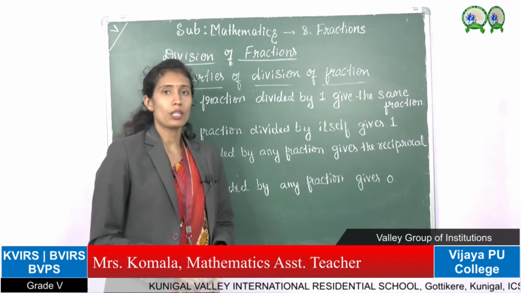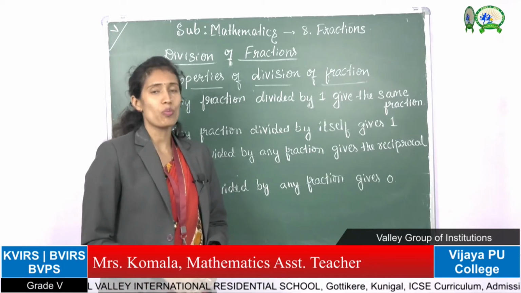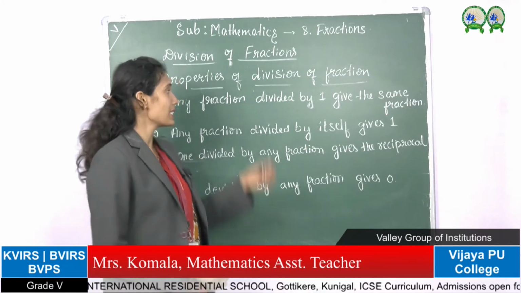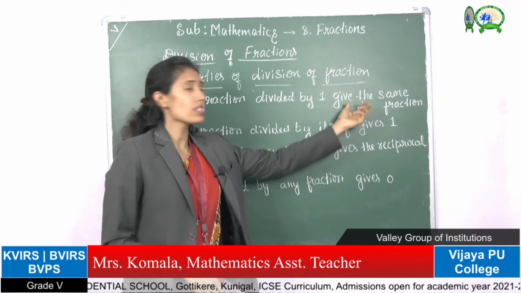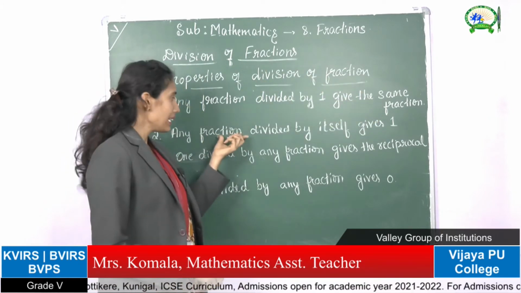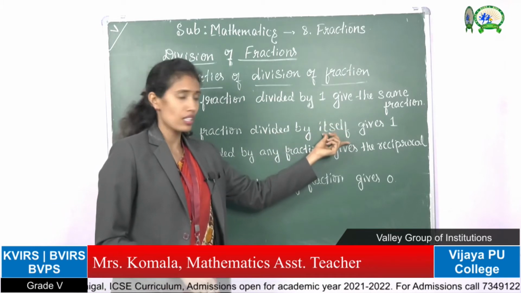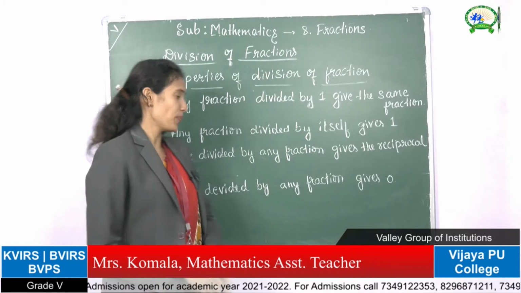Now let us learn the properties of division of fractions. There are 4 properties. The first property is any fraction divided by 1 gives the same fraction. And the second property tells any fraction divided by itself, it gives 1 as the quotient or answer.